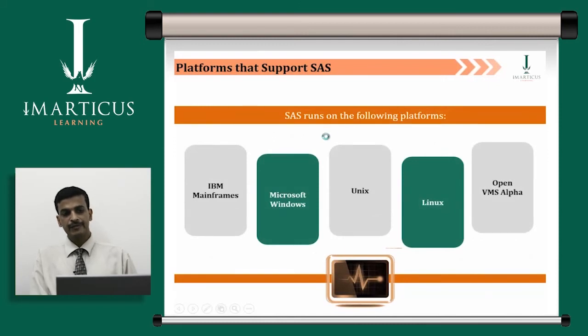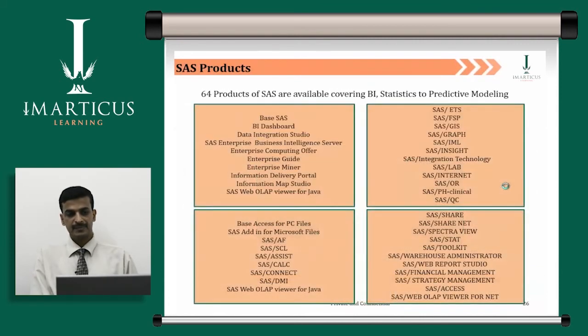These are the common platforms which are supported by the SAS tool. So it's IBM, Microsoft Windows, Unix, Linux, OpenVMS Alpha. These are the operating systems which are very commonly used as SAS operating system environments. It seems there are 64 products of SAS available, covering business intelligence, statistics to predictive modeling.